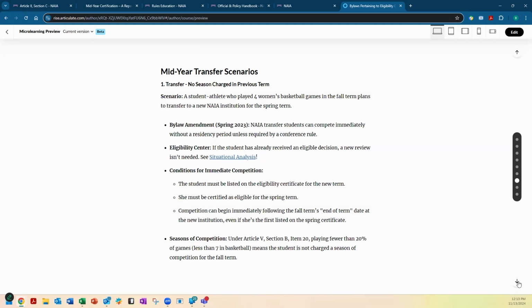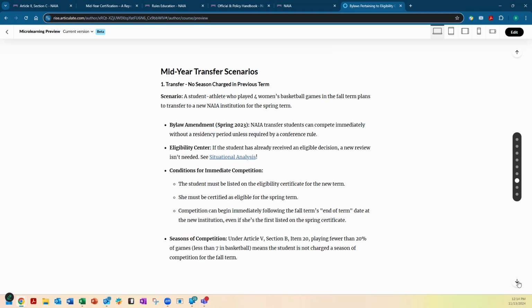Transfer students who essentially were not charged in the previous academic term. As of spring 2023, we had a bylaw amendment that transfer students can compete immediately without residency unless it's required by the conference. We want to make sure that transfer students who may not have been charged a season of competition under NAI rules at least competed under their EC decision. So they used their EC decision in a contest in the fall, even if it results in not being charged a season of competition. That locks in the student's need to not go back through the eligibility center.